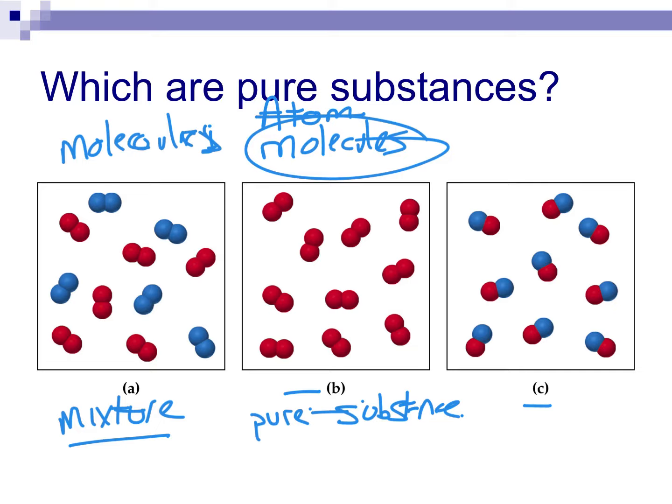Let's look at C. Is letter C a pure substance or a mixture? So we have one mixture in letter A. We know letter B is a pure substance. What about C? Is that a pure substance or a mixture?